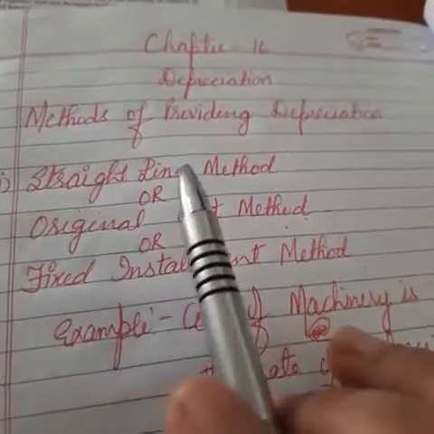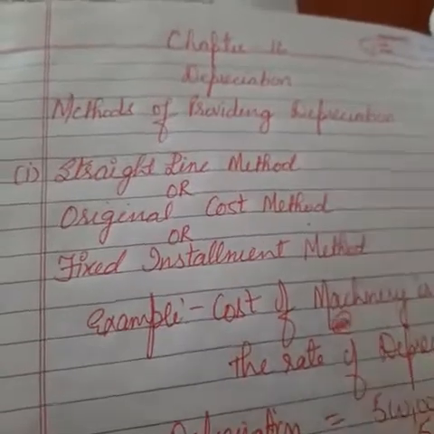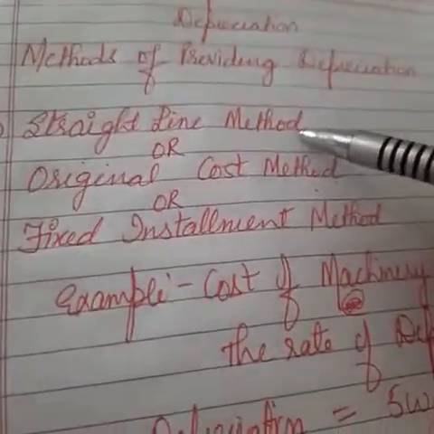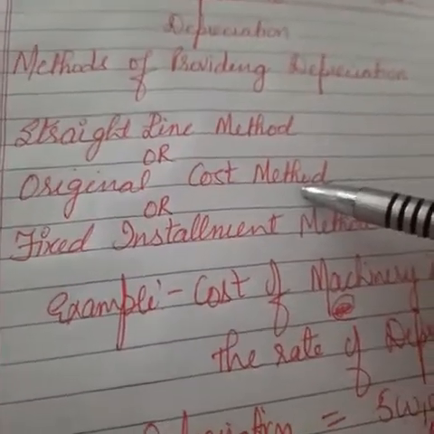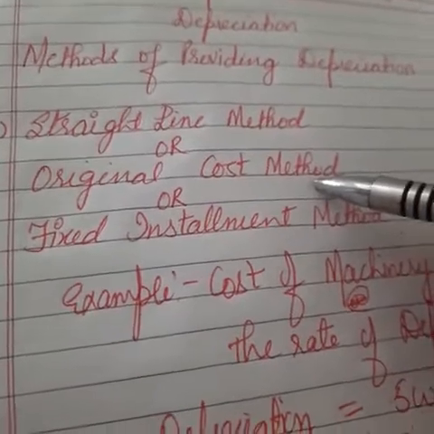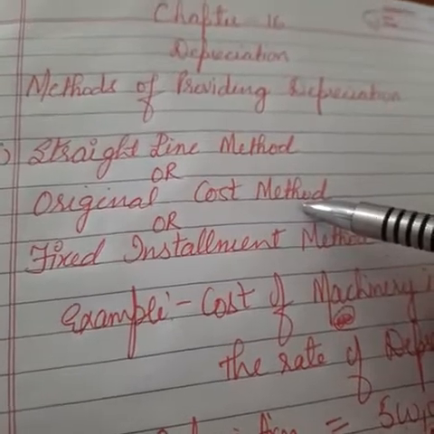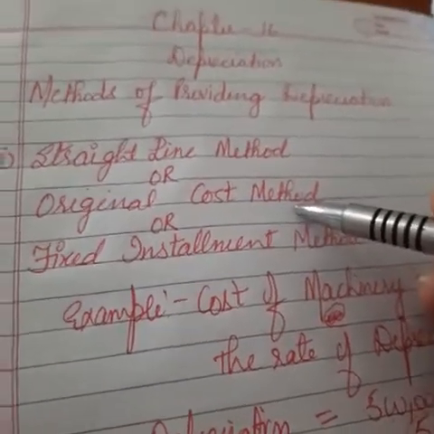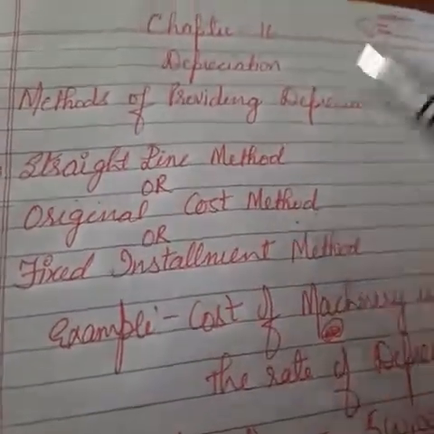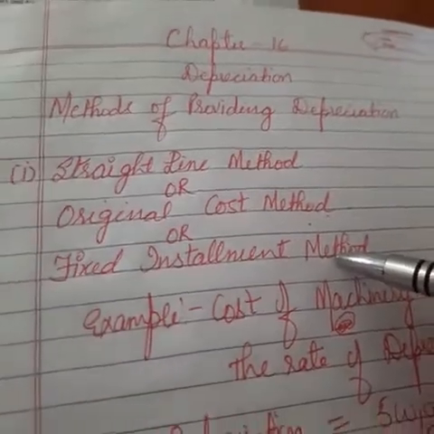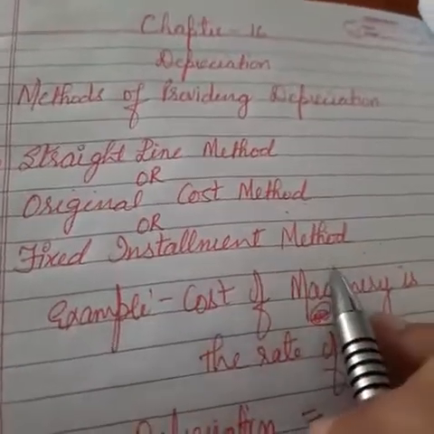Now why this is called the original cost method and the fixed installment method, I'll explain. In this method we just have to calculate depreciation on the original cost or acquisition cost of an asset. For example, if I have purchased machinery for 5 lakh, then we have to calculate the rate of depreciation every year on 5 lakh only. Because it is calculated on the original cost, this is also called the original cost method. Now, every year we use a fixed amount of depreciation, that is why this is also called the fixed installment method.